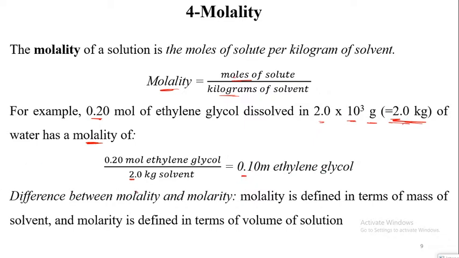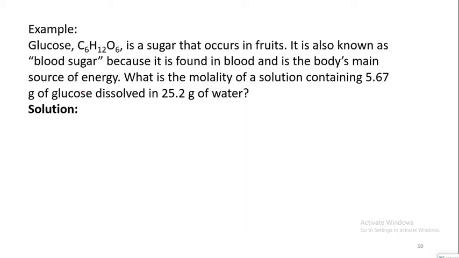So the difference between molality and molarity is that molality is defined in terms of the mass of the solvent, while molarity is defined in terms of the volume of the solution. Let's take an example. Glucose is a sugar that occurs in fruits. It's also known as blood sugar because it is found in blood and it is the body's main source of energy. What is the molality of a solution containing 5.67 grams of glucose dissolved in 25.2 grams of water?